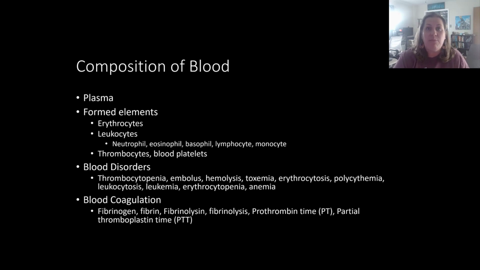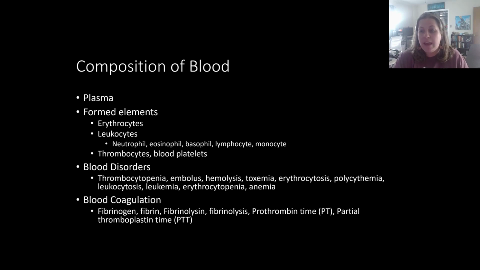Hemolysis is the destruction of red blood cells. So hemo is the blood, lysis means to split or break. Toxemia is the presence of microbial toxins in the blood. So toxin tells you that there's toxins, and emia means it's in the blood. Erythrocytosis is looking at the red blood cells, and this is an increased number of red blood cells. It can also be called polycythemia, where there's an increased number of cells in the blood. Leukocytosis is increased white blood cells. This takes place a lot of times when you have an infection present, where you're fighting something.